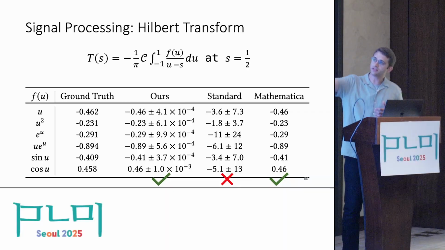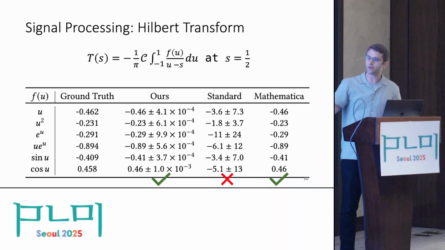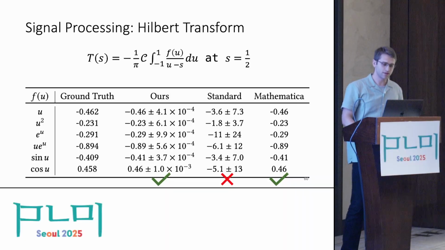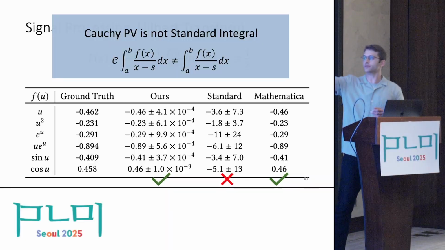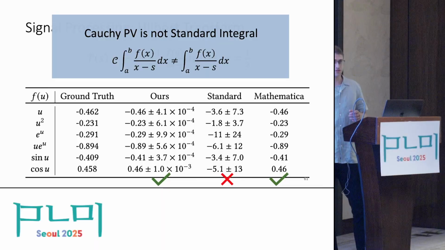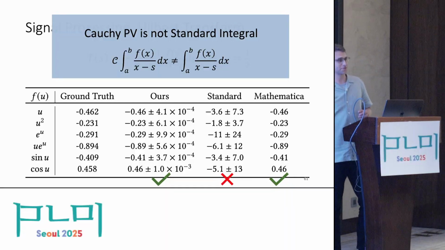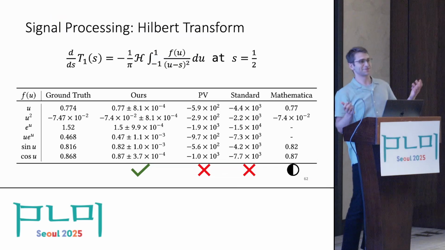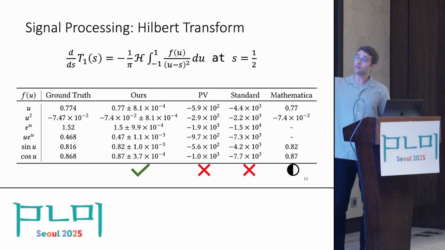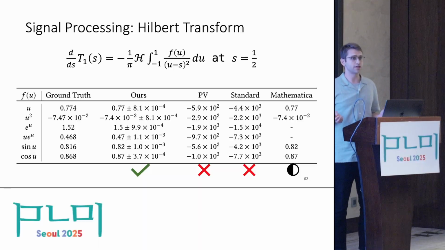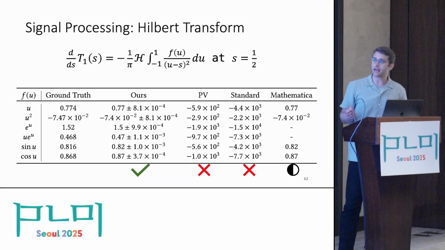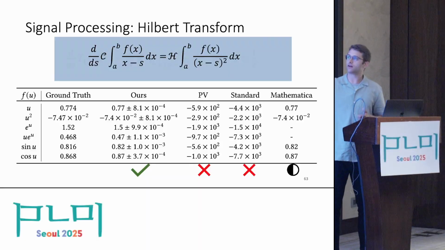And we can just compare ground truth to ours, and the takeaway is they're equal. And we can note that standard Monte Carlo integration doesn't work well. And interestingly, Mathematica has support for principal value integrals and correctly computes the answers in this case, which I was excited to see. And then we can take the derivative. So this is also a useful quantity in signal processing. And again, we can see that ground truth and ours are equivalent.